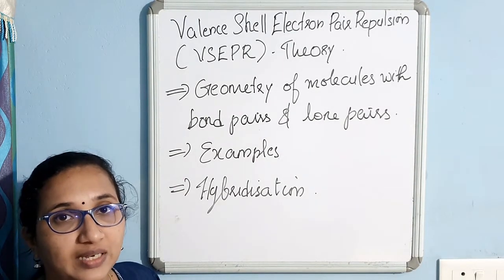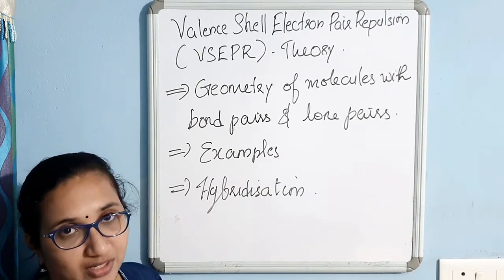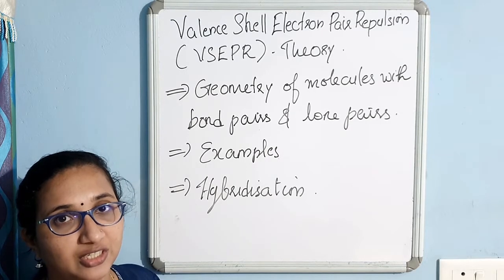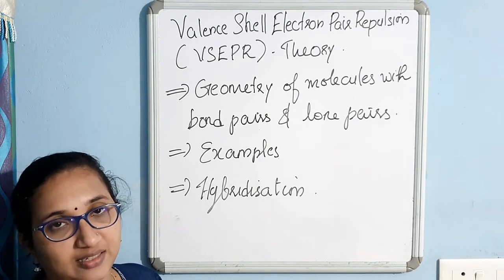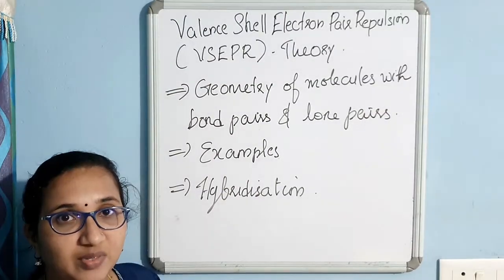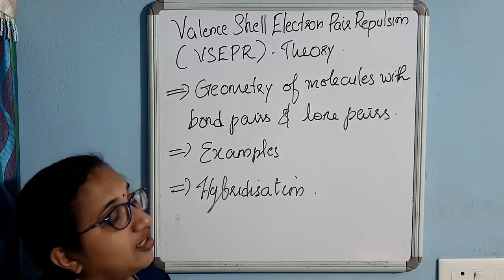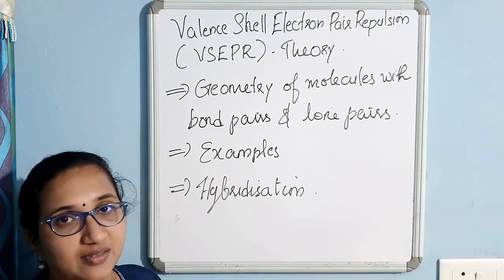And we know whenever there are lone pairs, there will be more repulsion. So the bond angle may change and geometry also may change. So these changes we can detail in the VSEPR theory. So this video is discussing in detail VSEPR theory, valence shell electron pair repulsion theory, and the geometry of molecules containing bond pairs as well as lone pairs.